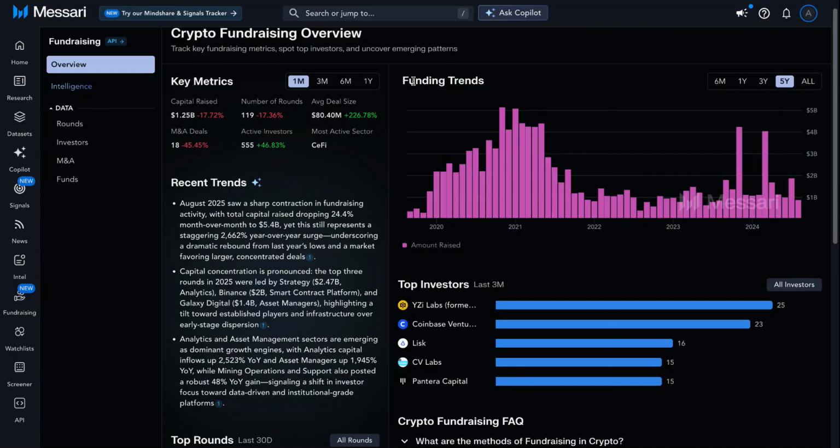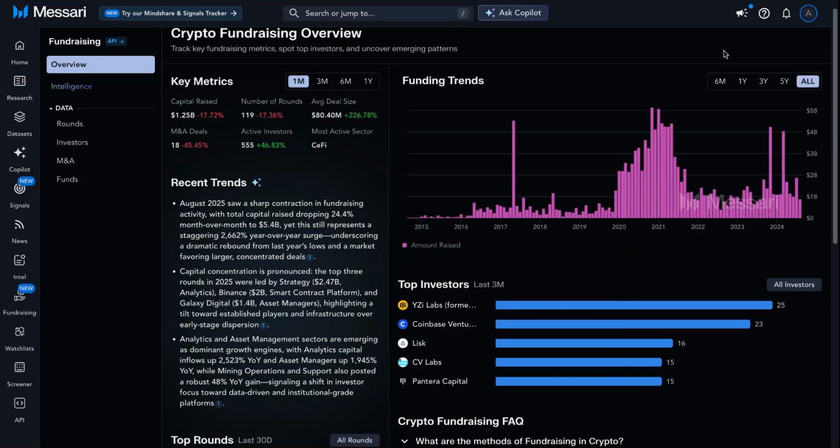We have our fundraising trends module, which gives you a chart per month of the capital raised across fundraising rounds. From here, you can navigate different timeframes from 6 months, a year, 3 years, or all time, which gives you a quick insight into the volume of fundraising relative to previous years and months in crypto.